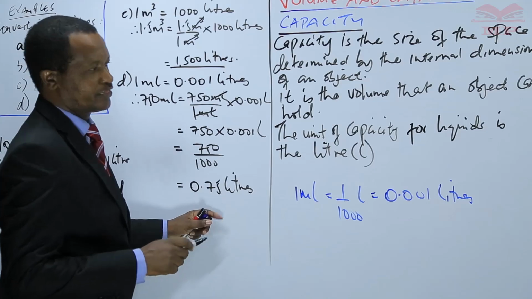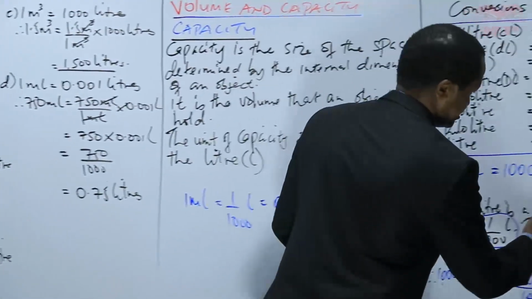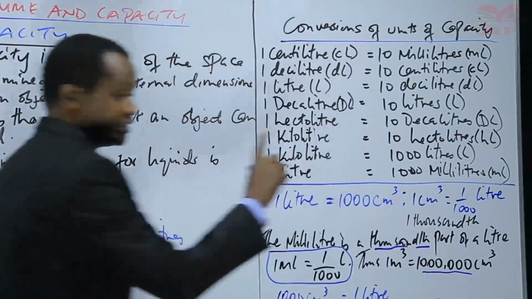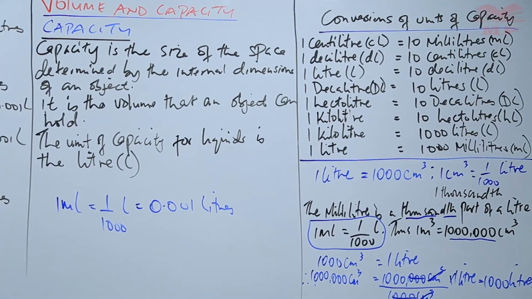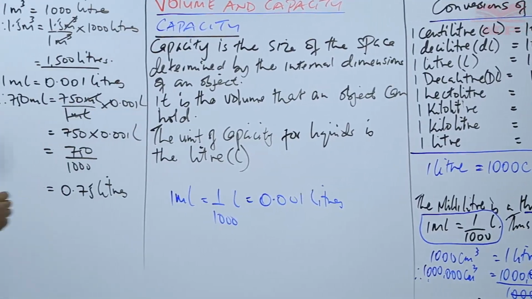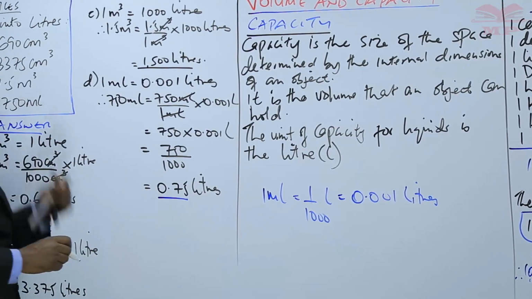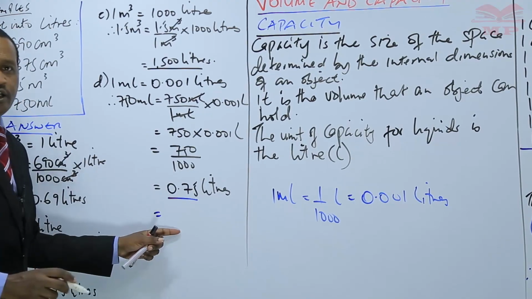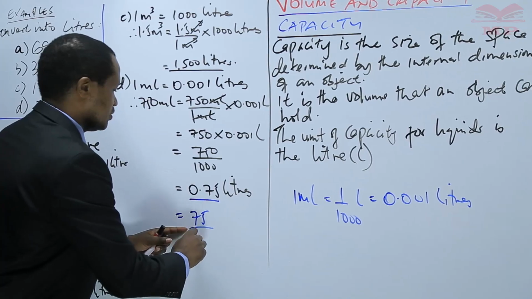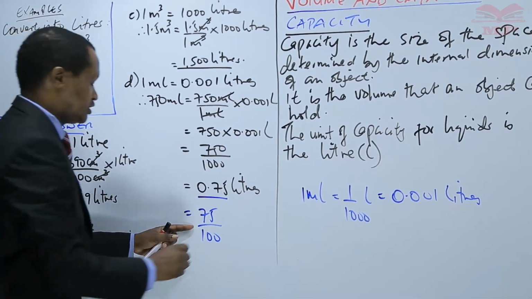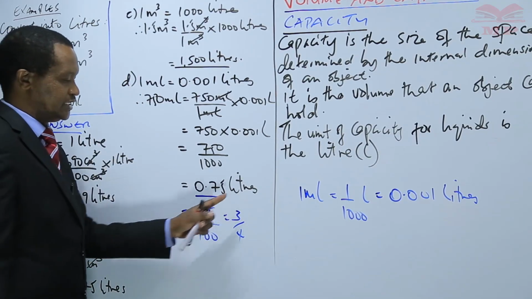1,000th. This is what I wrote here. There is a TH at the end. Just a part, 1,000th part of a liter. That part is 0.75. Converting 0.75, a decimal, into a fraction, that will be 75 over 100, which is equal to 3 over 4. This is just 3/4 of a liter.